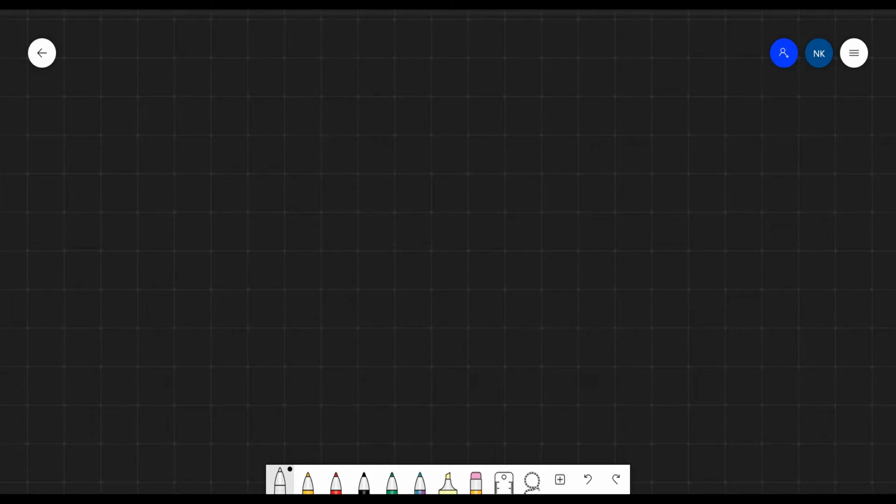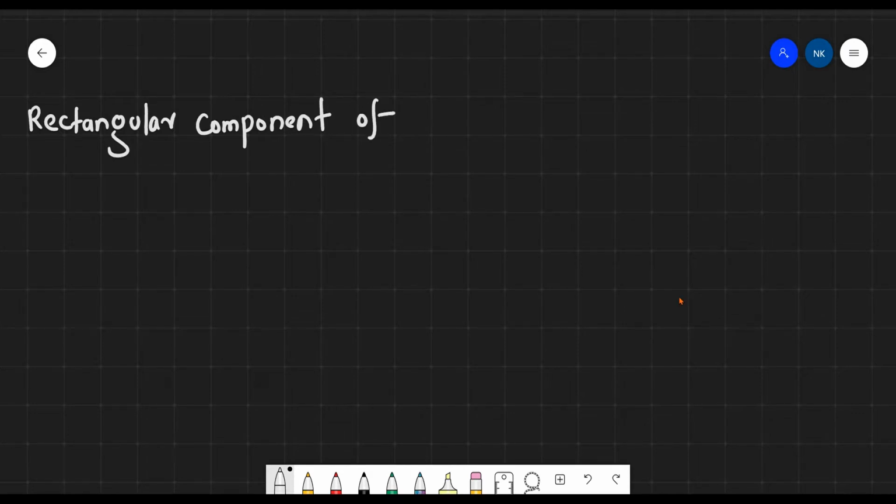Dear students, our next topic is rectangular component of a vector in 3 dimensions.